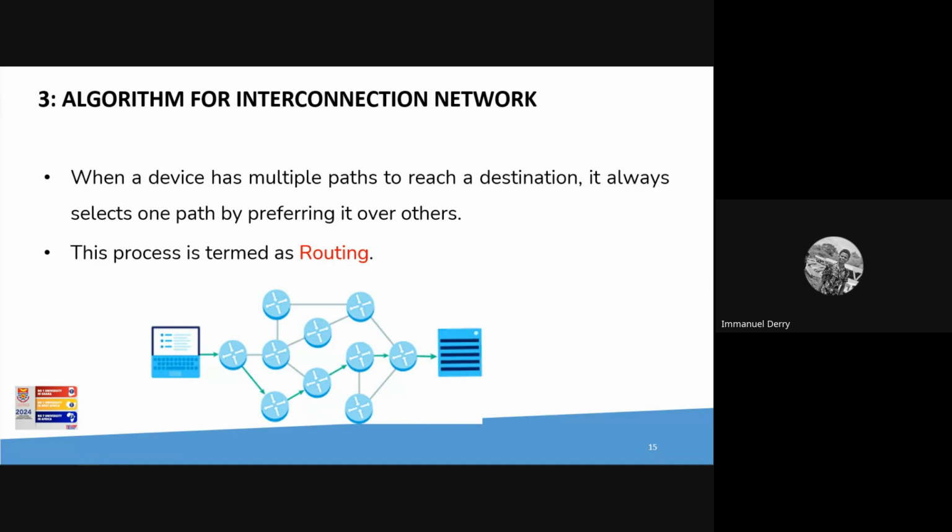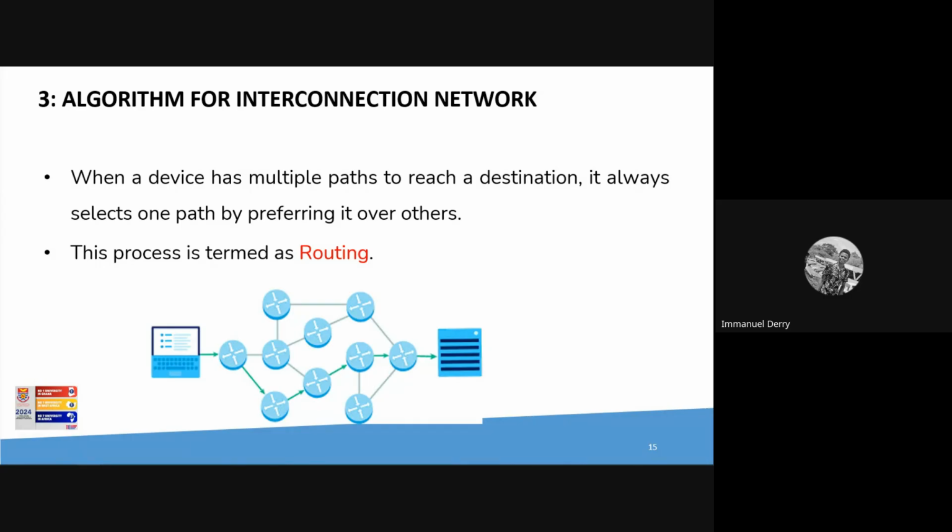So ideally, what these algorithms for interconnected networks do is that, as you said earlier, they share resources. And if there are so many devices connected to the network, there exist multiple paths that we can pass through to reach a destination. In this case, these algorithms, one way or the other, select one path, referring to the other paths as well. So that is what these algorithms basically do.